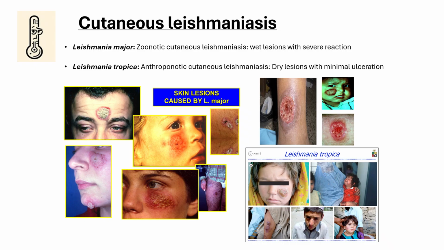This slide illustrates the different presentations of cutaneous leishmaniasis. On the left, we see Leishmania major, which causes zoonotic cutaneous leishmaniasis. These are typically wet lesions characterized by a more severe inflammatory reaction. In contrast, as shown on the right, Leishmania tropica causes anthroponotic cutaneous leishmaniasis. These appear as dry lesions with much more minimal ulceration compared to the major strain.